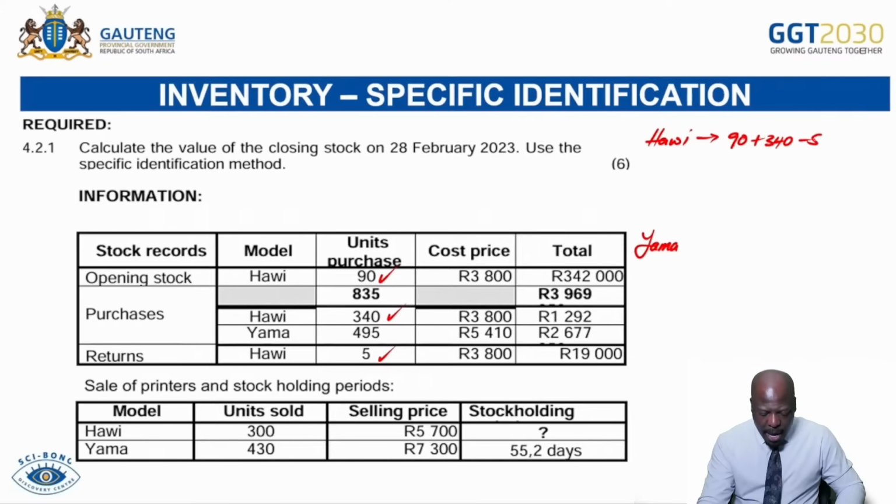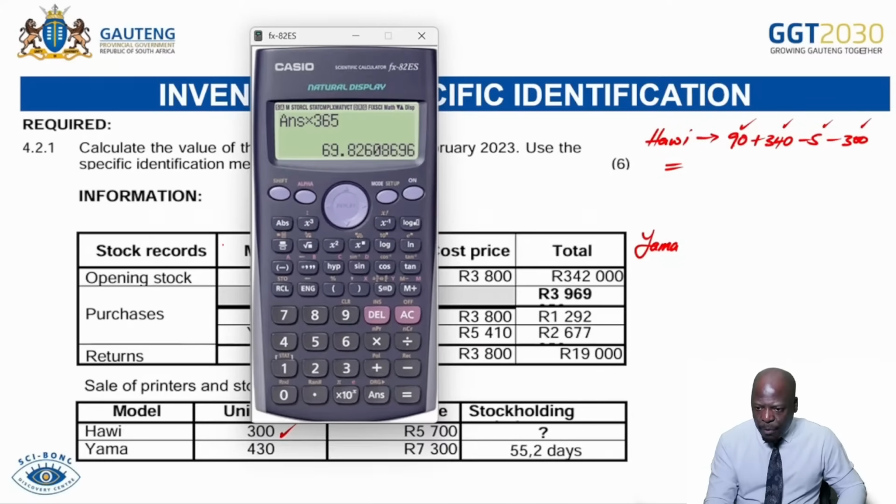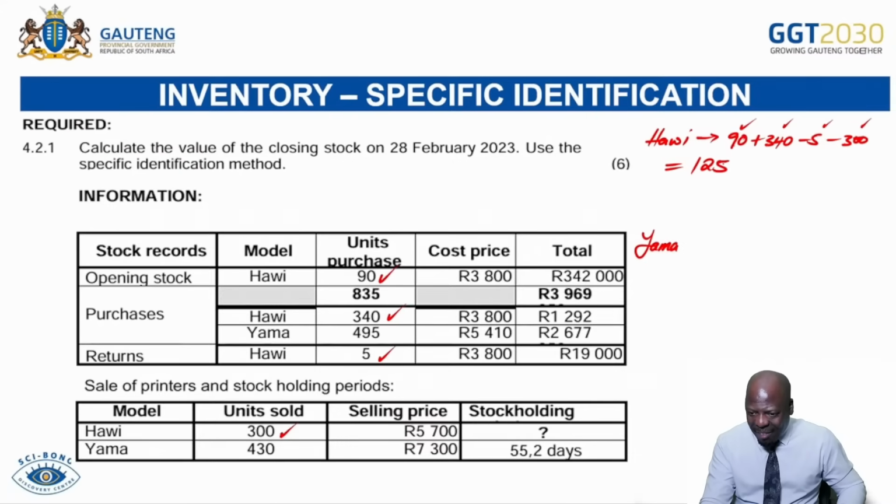All right, and then we now say, did you sell any units of the Howie? Yes, we sold 300, minus 300 over there. How many units do you now have on hand at the end of the year? Let's do it together. You're going to say your 90 here, plus 340, then you're going to subtract 5, and you're going to subtract 300. And you're going to remain with 125, not 128, 125. And then you now say you have 125 units.